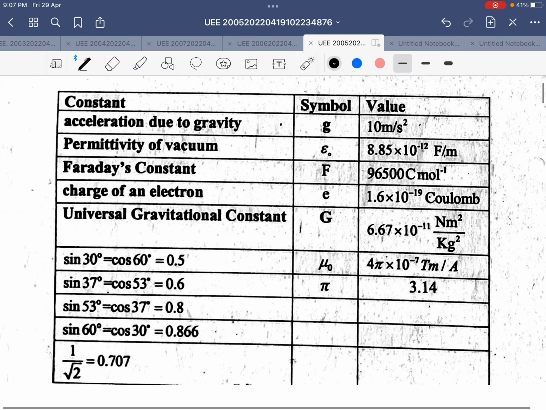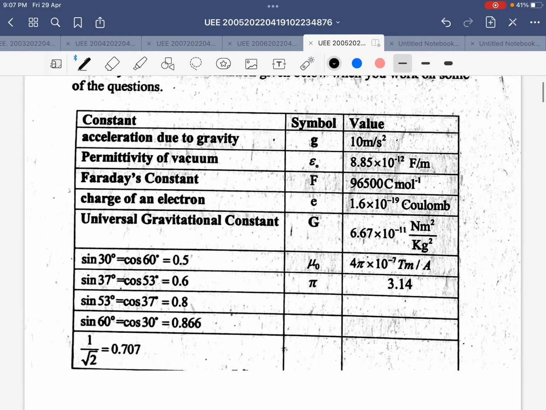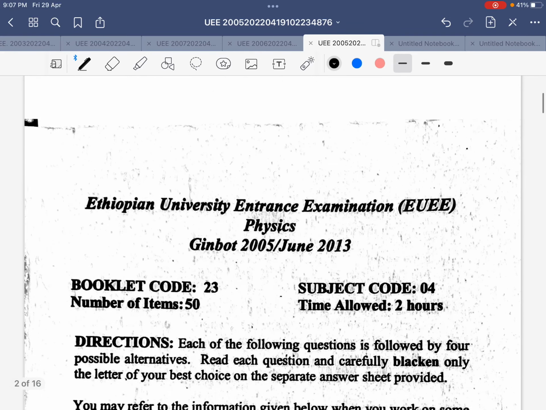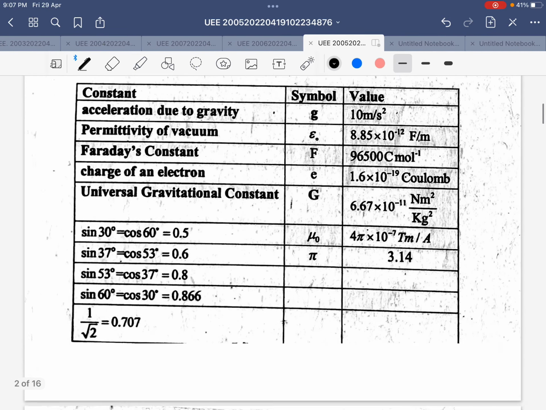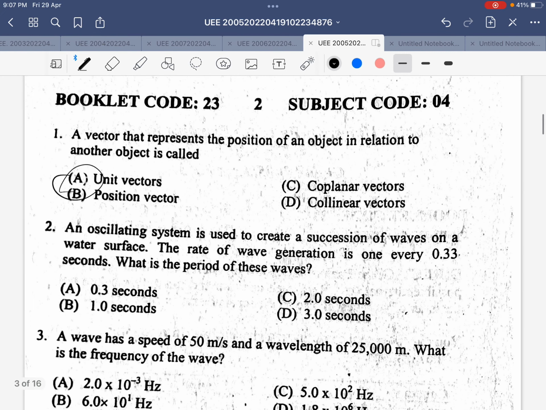These are the givens that are needed. Now let's begin. Question number 1. A vector that represents the position of an object in relation to another object is called a position vector.